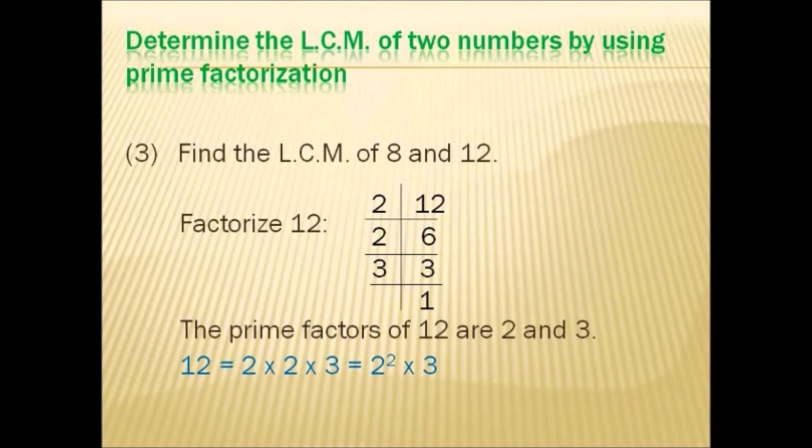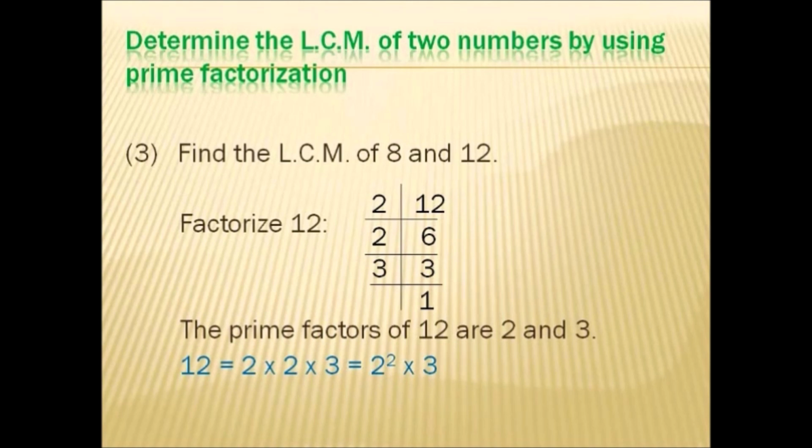Determine the factorization of 12. Let's do the division brackets and say 2 into 12, 6, then divide again by 2, 2 into 6, 3, then divide by 3, and you end up with 1. So the prime factors of 12 are 2 and 3. And if you write out the prime factorization for 12, you get 12 is equal to 2 times 2 times 3, which is 2 squared times 3.